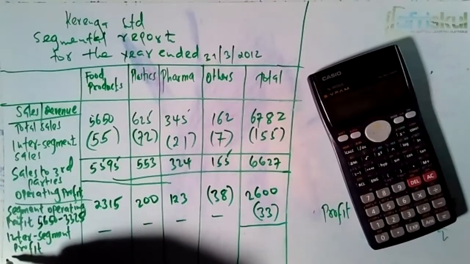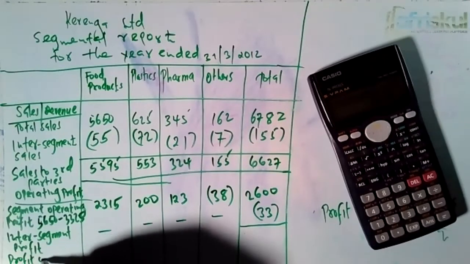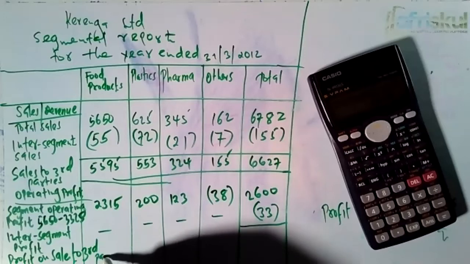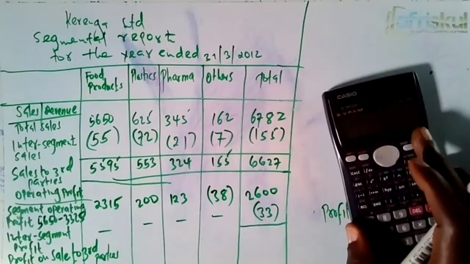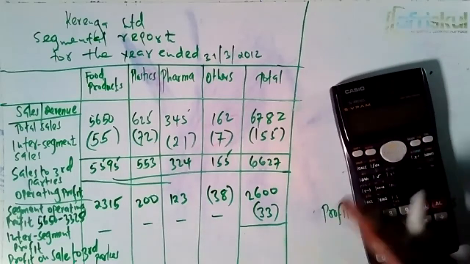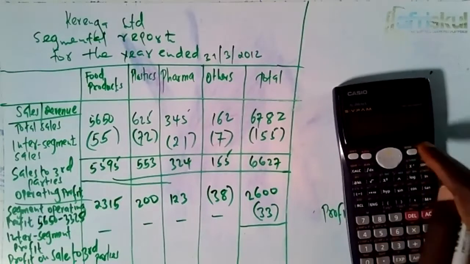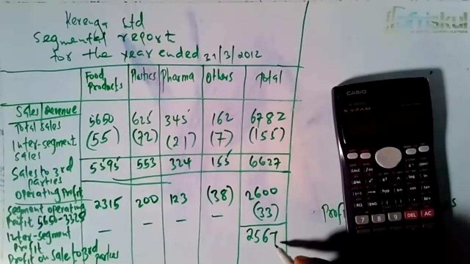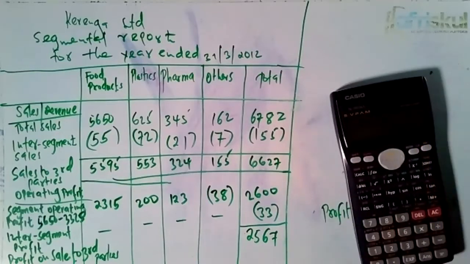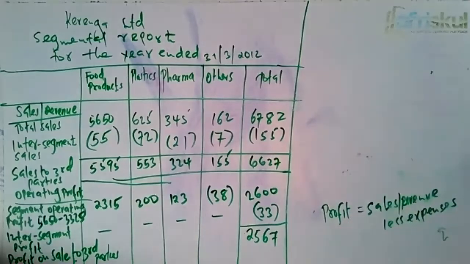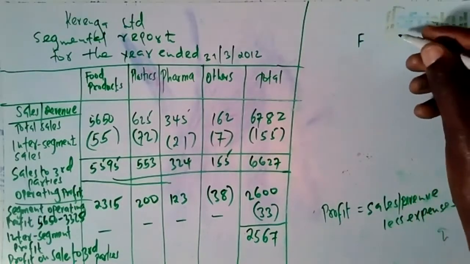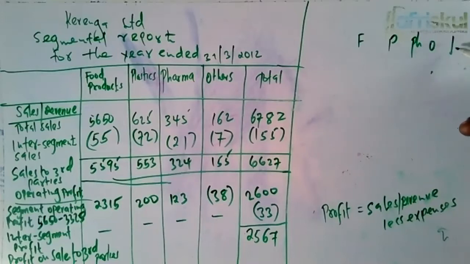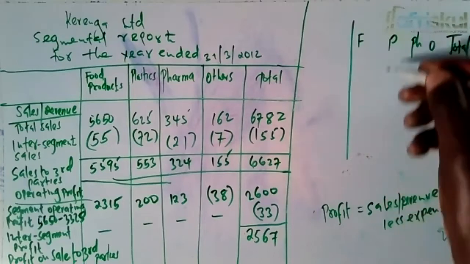So up to that point, we have the profit on sale to third parties. In that case, we take the 2600 and minus 33. So this is 2567. Then next, I can continue on this side. We have food products, plastics, pharmaceuticals, others, and the total. So we can continue here.